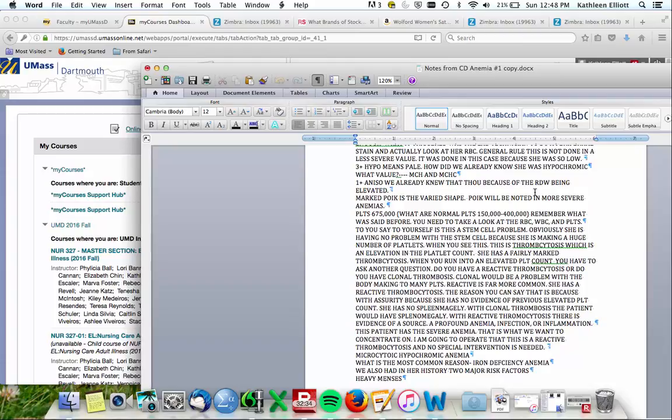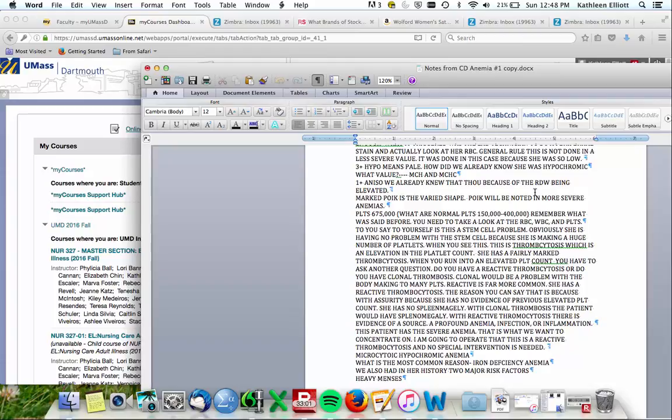With reactive thrombocytosis, there is usually a source: a profound anemia, infection, or inflammation. The patient has severe anemia. That is what we want to concentrate on here. You as a provider would recognize that this is reactive thrombocytosis and no special intervention is needed.